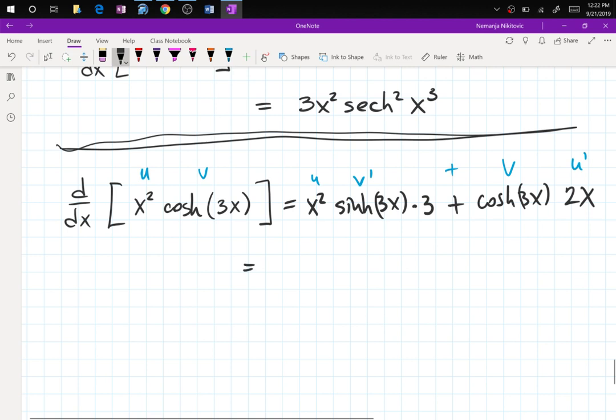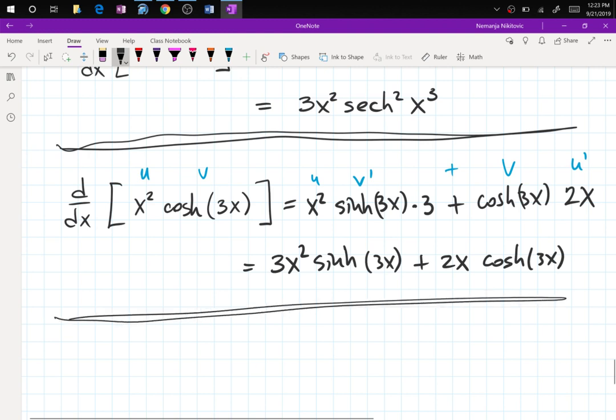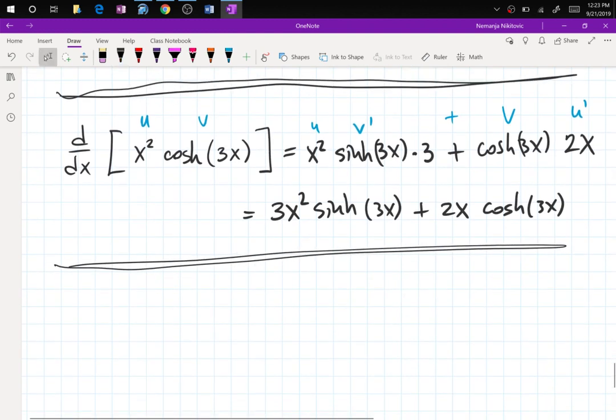Remembering Calc 1 product rule. So now I have 3x squared sine hyperbolic 3x plus 2x cosine hyperbolic 3x. And that is it for the derivative side for about 6 seconds, because we are about to do integrals, and integrals will have u sub, and u sub will have a derivative anyway. So yeah, it's like you think you're gonna escape. No.